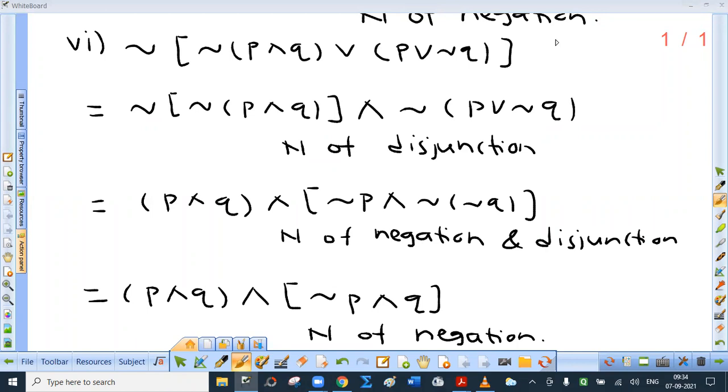See, brackets are important. Basically, it is negation of this disjunction. It is what? Conjunction of negations. Okay. Next step. This is negation of negation, so it is P and Q. And this is negation of disjunction, which is again conjunction of negations. But what is not Q? Q. You have to justify each step. So what is the final answer? Final answer is P and Q and not P and Q.